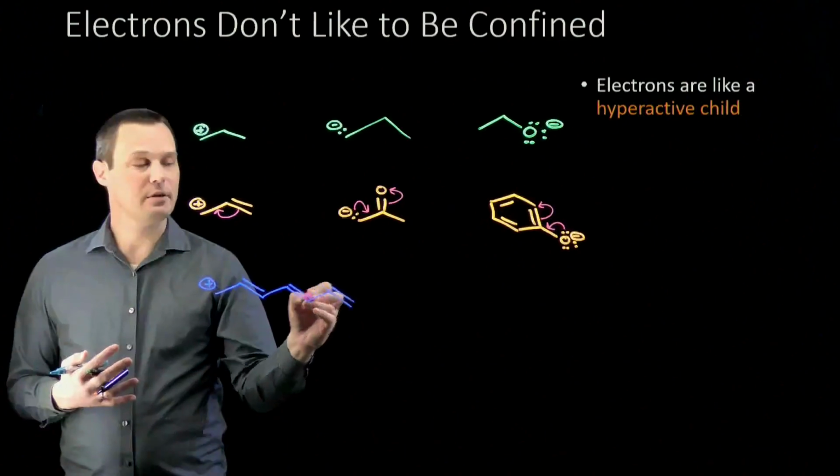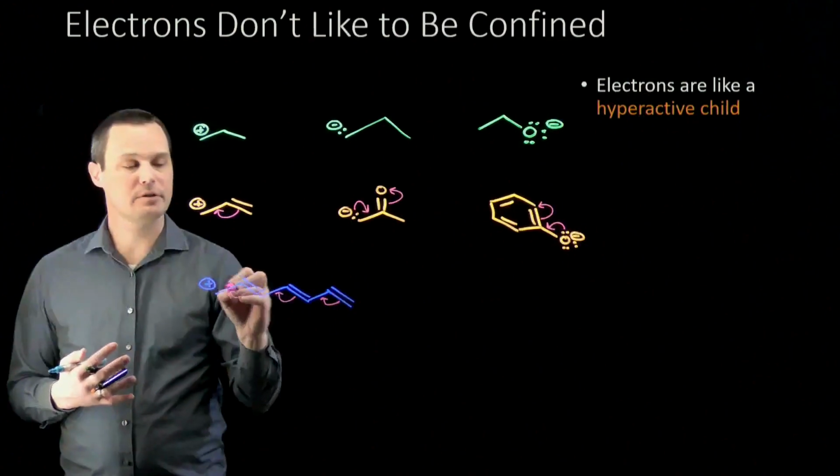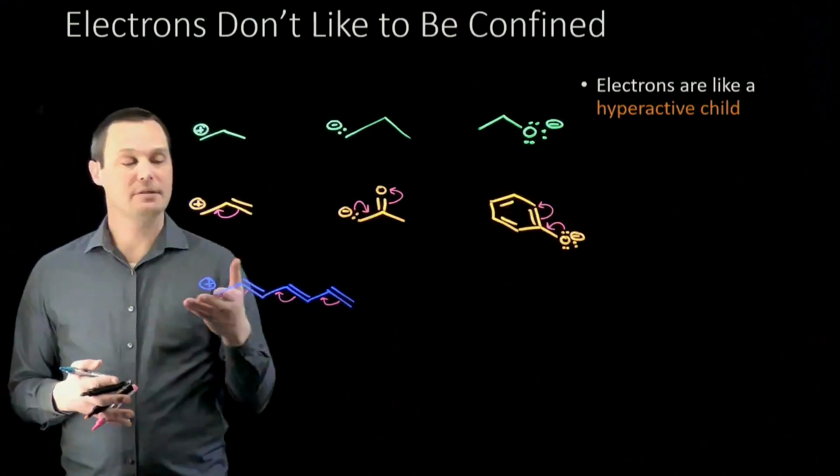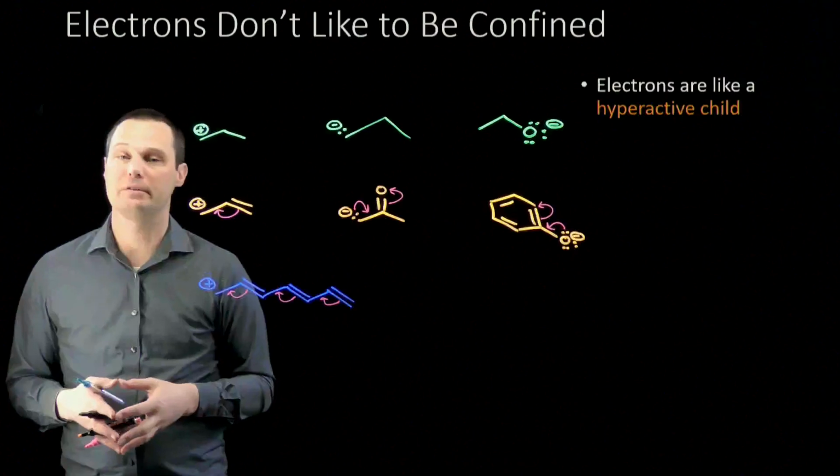With 3 pi bonds here, I can draw a lot of resonance contributors to spread this positive charge density out over all of these atoms. That's going to make this positive charge ultimately more stable than any of the others that I've drawn so far.